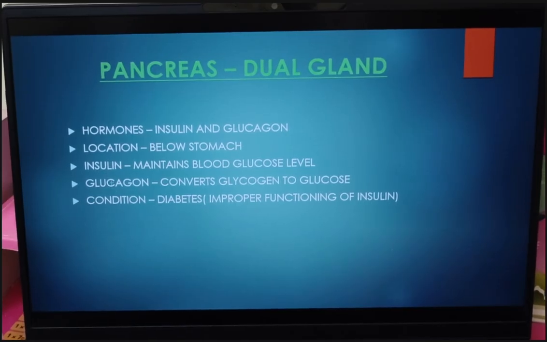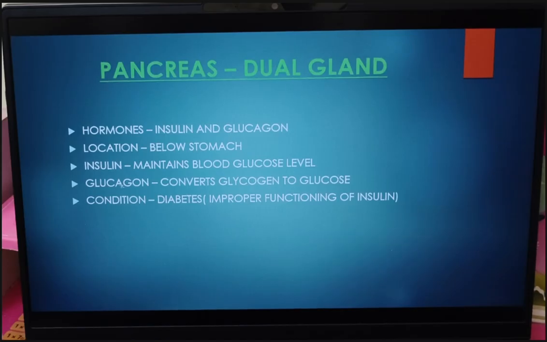We have another hormone secreted by the pancreas, which is glucagon. What glucagon does is convert the stored form of energy into glucose. Sometimes we may not have had breakfast, but still we feel active. It is all because of this glucagon. It converts the stored glycogen to glucose to perform various functions.